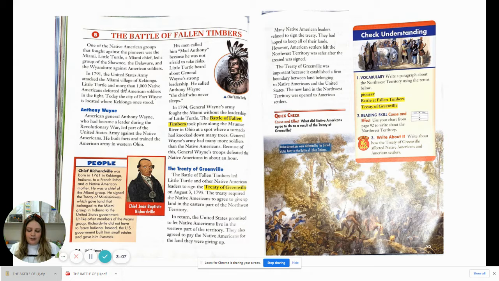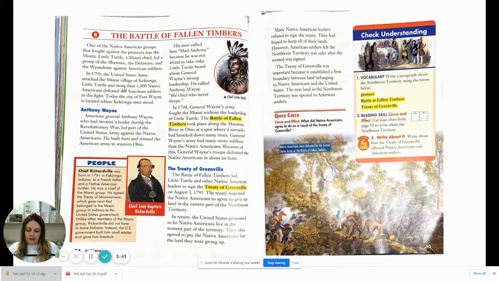In 1794, General Wayne's army fought the Miami without the leadership of Little Turtle. Remember that they're fighting once again because the colonists, or pioneers, that are moving into this territory have a right to be in that land. They won it in the war. Britain gave it up to them. But Britain had that land set aside for the Native Americans. So now Native Americans are getting upset that the pioneers are moving into that land. So this is why they're fighting.